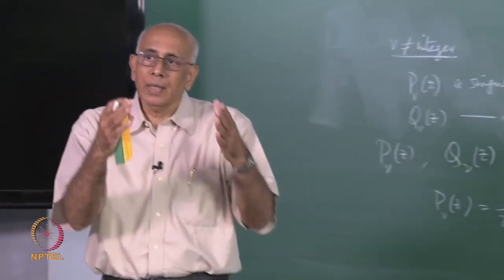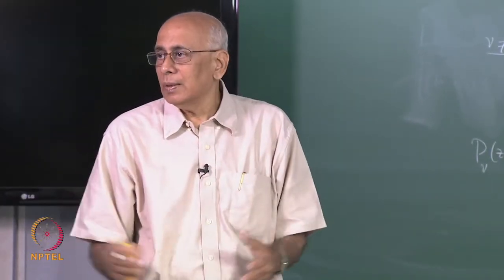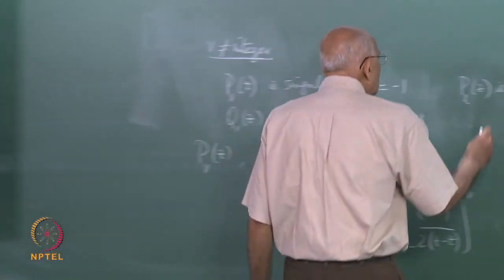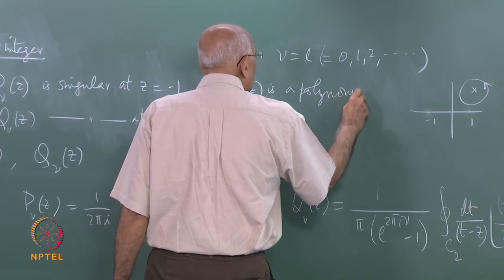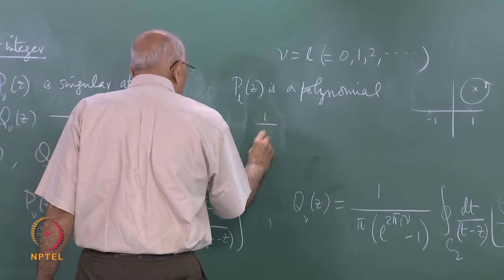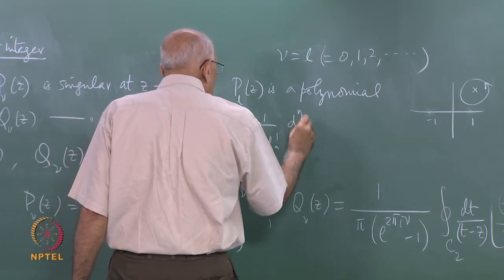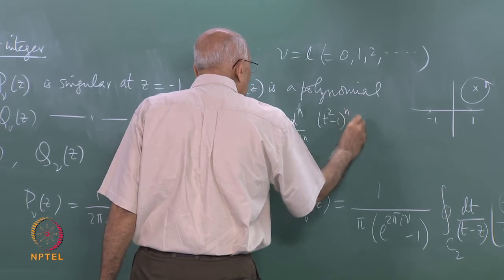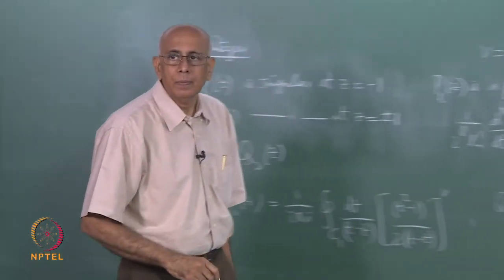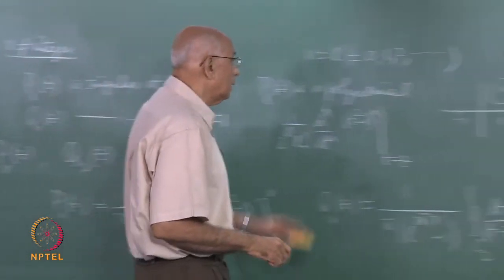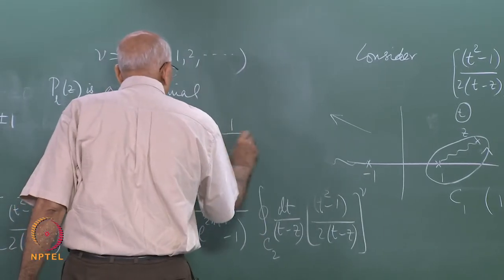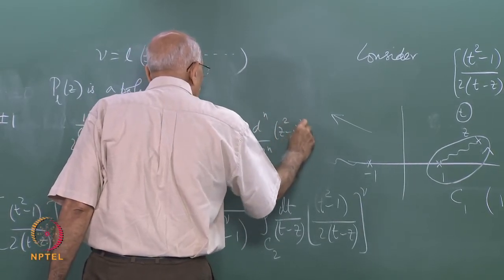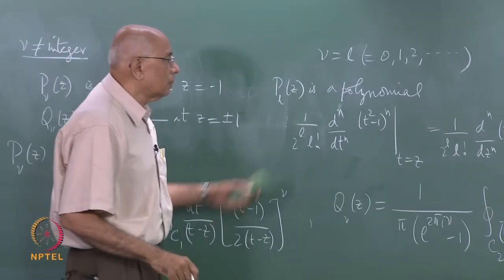And t squared minus 1 to the power L, positive integer L, is some polynomial, and you need the derivative of that at t equal to z. So you end up with a polynomial. So this says it is a polynomial, and you can even write a formula, it is 1 over 2 to the L, L factorial, d^L over dt^L of t squared minus 1 to the power L at t equal to z. I might as well write this as equal to 1 over 2 to the L, L factorial, d^L over dz^L of z squared minus 1 to the power L. That is what PL of z is.